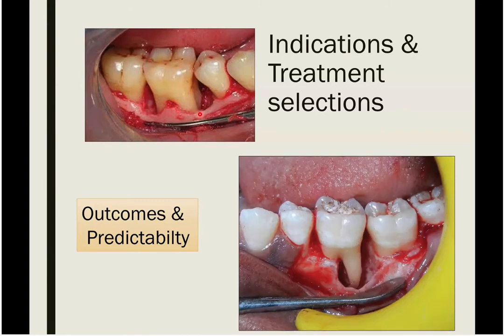Okay, and I have to move this out of my way. There we go. So here on the bottom, this is a dramatic example, but here we have an intra-bony defect that almost appears to go to the apex of this distal root and includes the furcation. So here, there's a lot that you could consider in terms of treatment options.